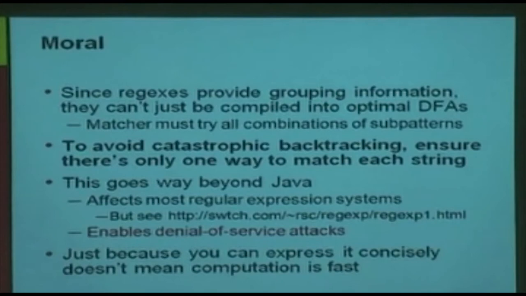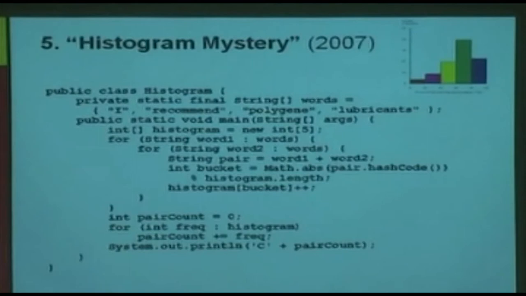All right, this next one is called histogram mystery. And this is probably the most complicated program that we have today. In this program, I have four words. Those words are in this array called words. They are I, recommend, polygene, lubricants. I take these four words, and I'm going to make every combination of two words that I can from the four. So it'll be like I recommend, I polygene, and so forth.